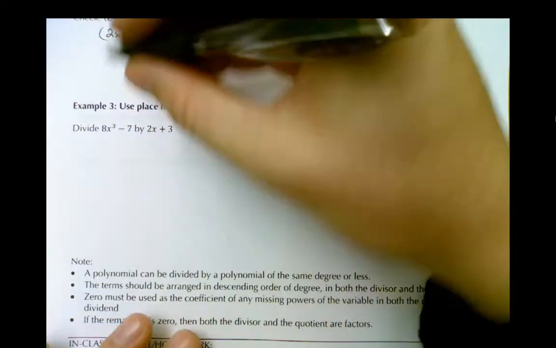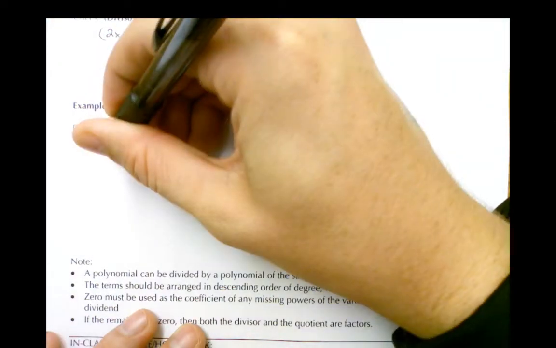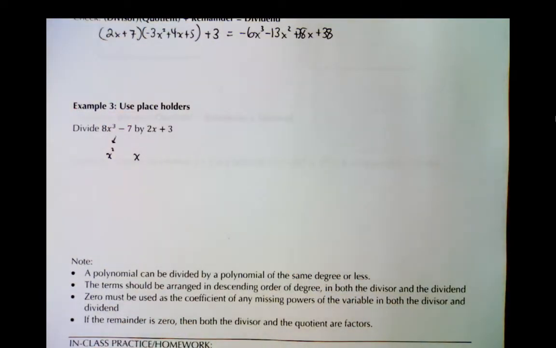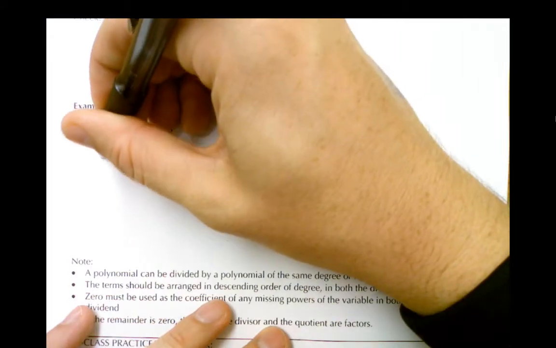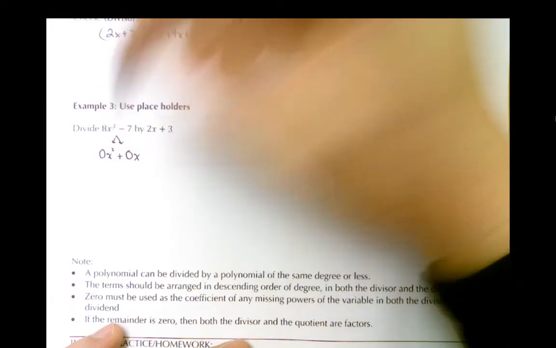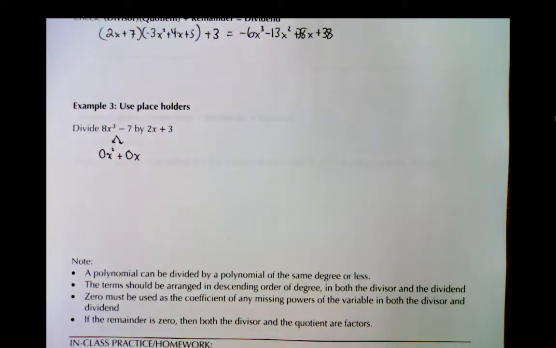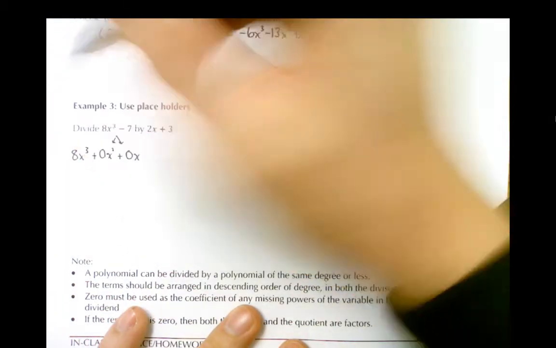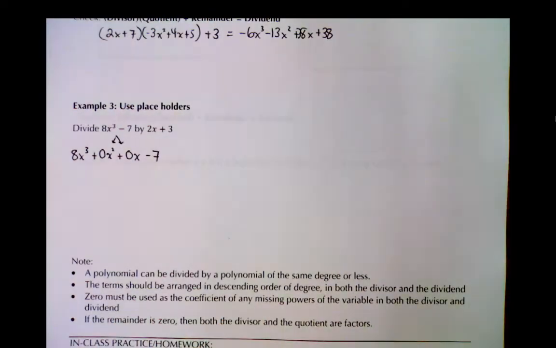Here's what a placeholder is. What terms are missing? The x squared term is missing, and the x term is missing. To hold place in that polynomial, the only thing we can insert is a bunch of zeros. So we can insert a 0x squared and a 0x. And that can take the place of those missing terms. It doesn't change the polynomial because it's just 0, but it does hold the place. So our polynomial rewritten for polynomial division would look like this: 8x cubed plus 0x squared plus 0x minus 7.